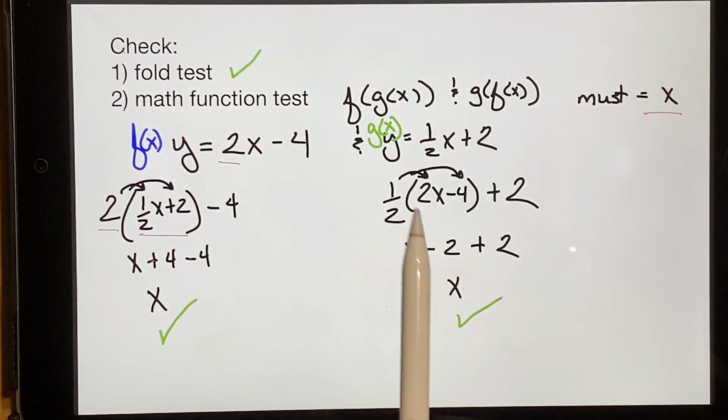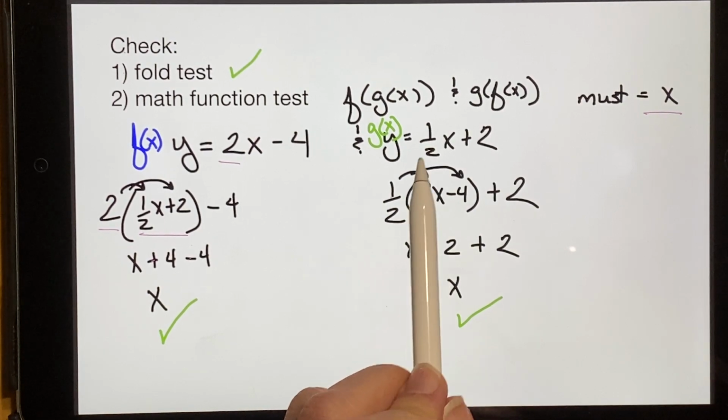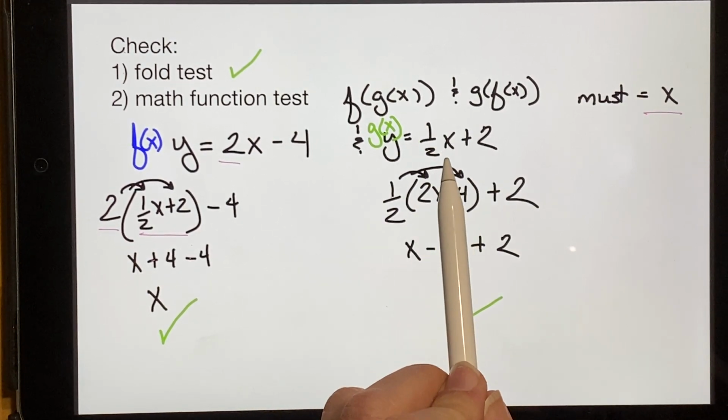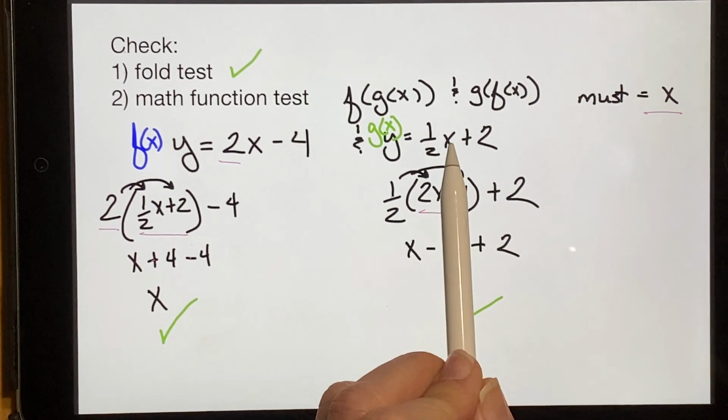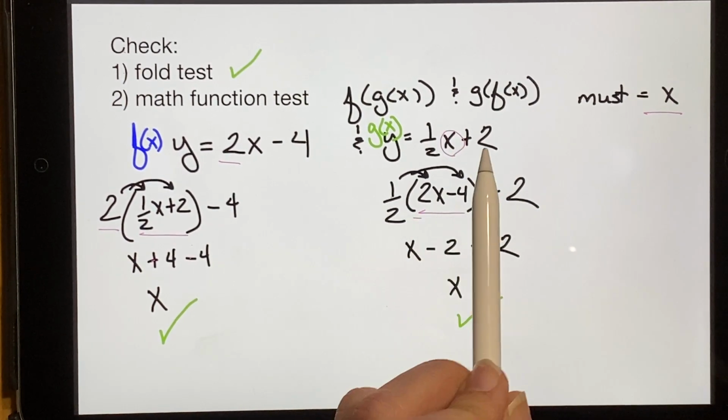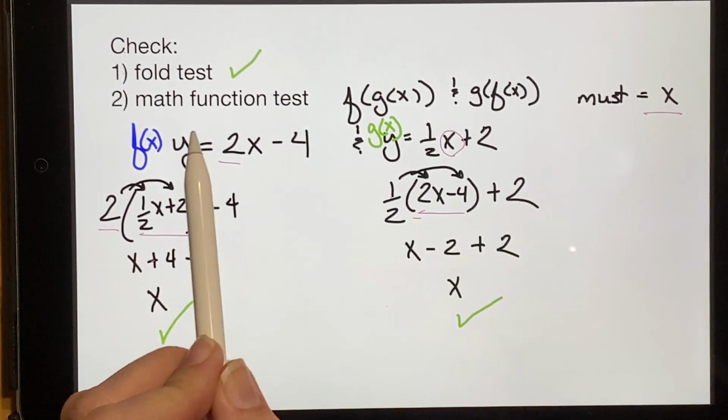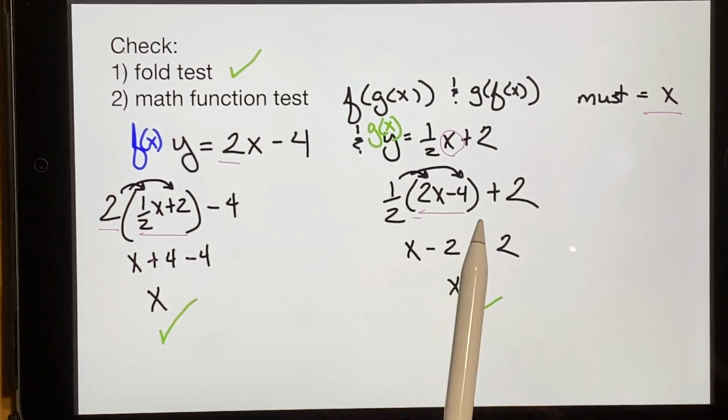So let's work in the other direction. For g of x, I'm going to put 1/2 here. I'm going to leave a blank for this x value, plus 2, and I'm going to take my f of x and plug it into that blank.